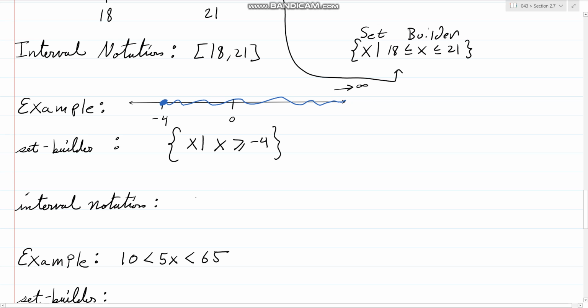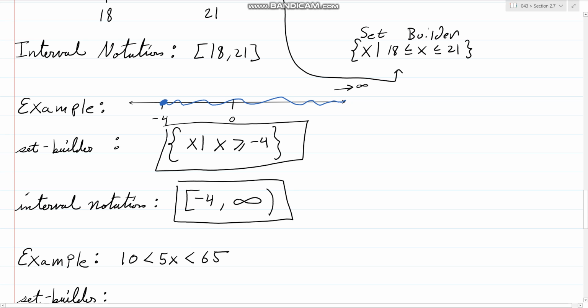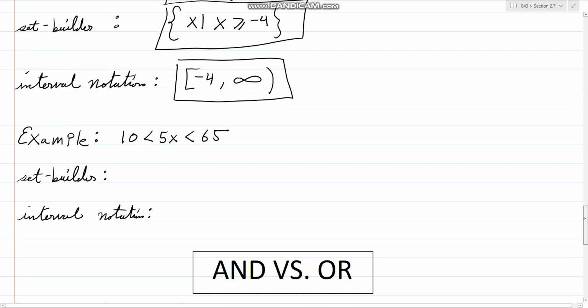Interval notation, again, we're starting at -4 and we're going to infinity. So I want to include -4, and I'll never actually reach infinity, so it's a parenthesis. And so this is how you would write the answer in interval notation, and this is how you would write it in set builder notation. Okay? Let's look at another compound inequality.